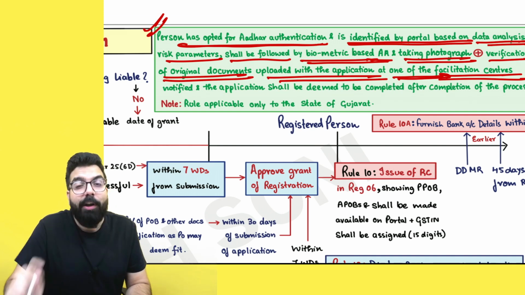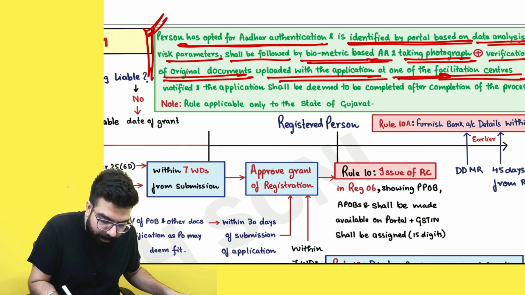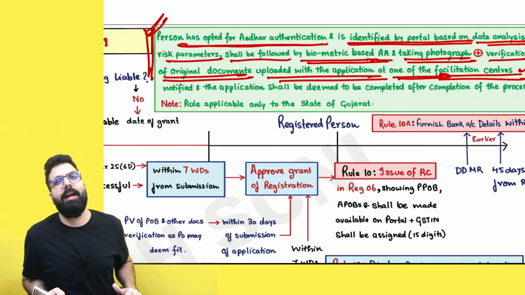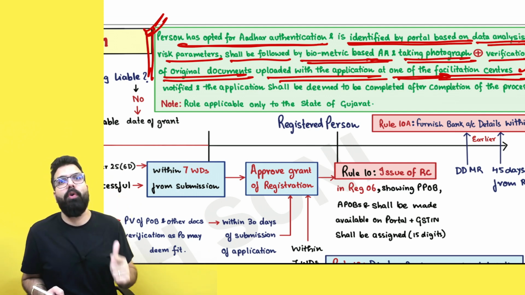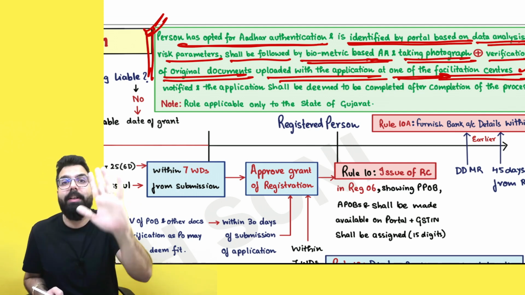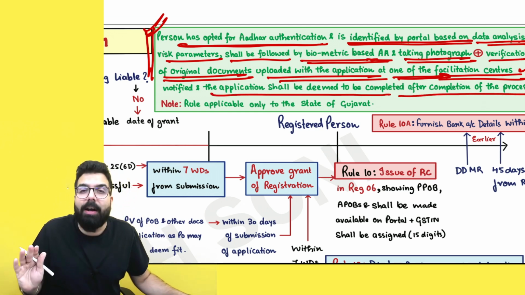And you know what, your application will be deemed to be submitted only once you have done this. Means you have visited the facilitation center, you have done the biometric based Aadhaar authentication, plus you have given your photograph, plus original documents have been verified at that facilitation center. Only then they are telling the application shall be deemed to be completed after the completion of this process.